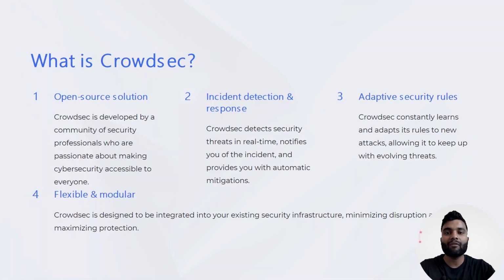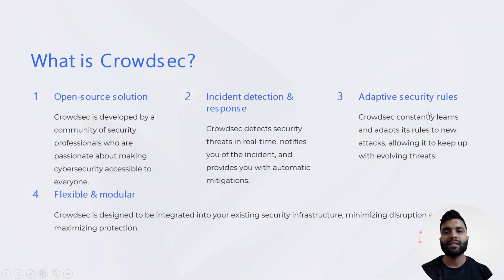So I have explained what CrowdSec is. Basically, CrowdSec is an open source solution, and CrowdSec detects security threats in real time, notifies you of the incident and provides you with automatic mitigations. Apart from that, it has adaptive security rules. So here's a term called rules. So what exactly are rules in the IDS environment?